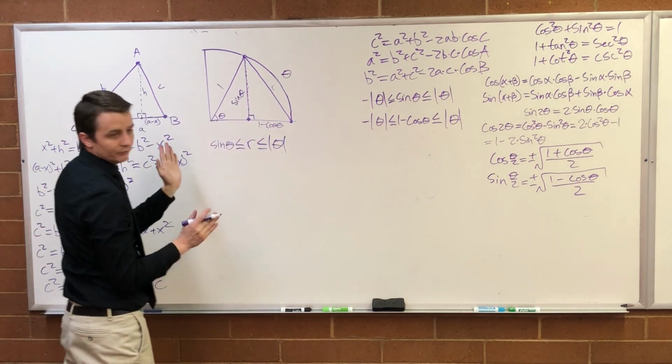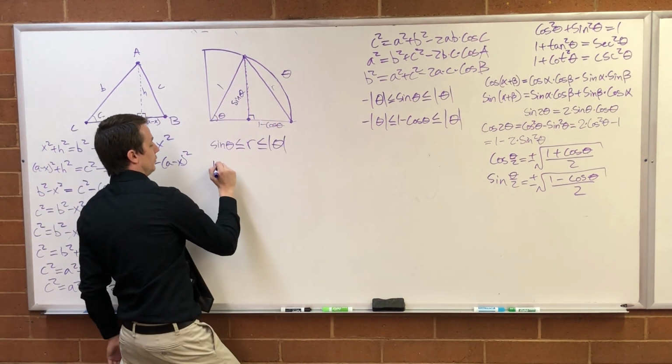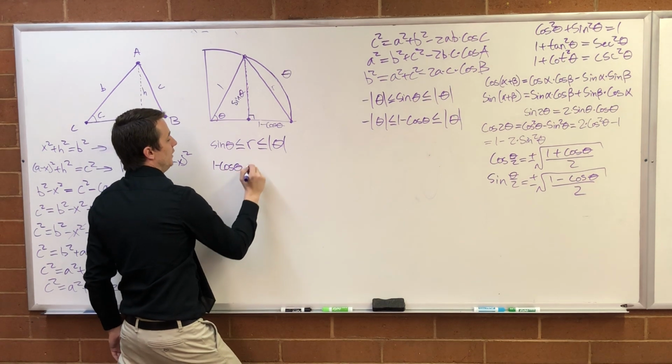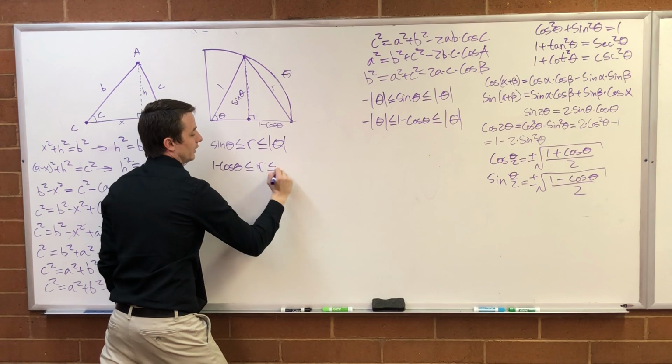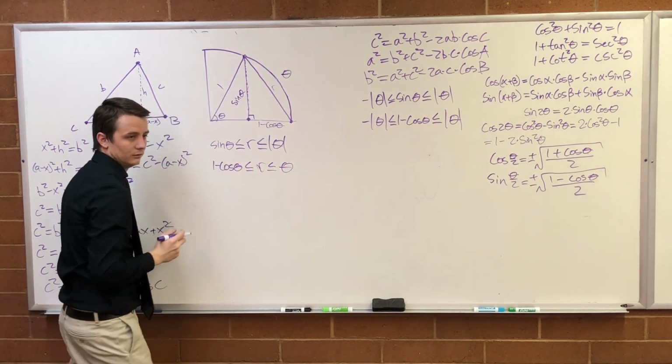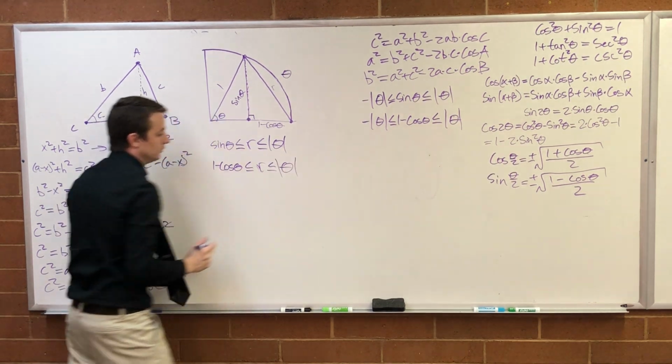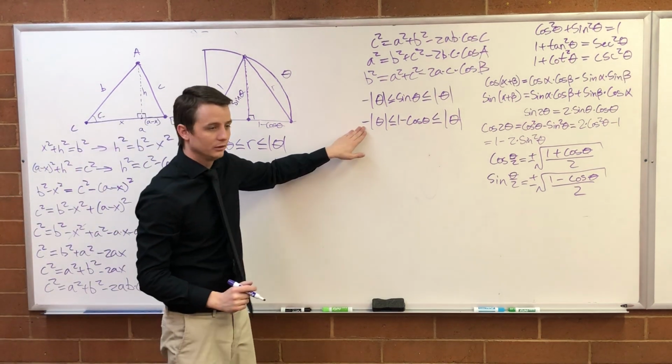The second inequality, very similar thinking. Notice that 1 minus cosine of theta is always less than or equal to r, for the exact same reason, and r is always less than or equal to theta. With the absolute value, that gives us this inequality.